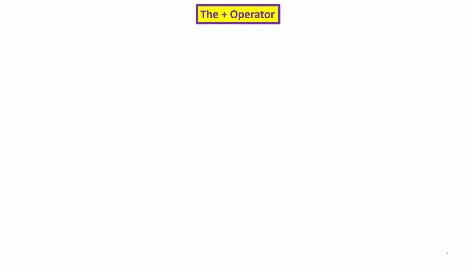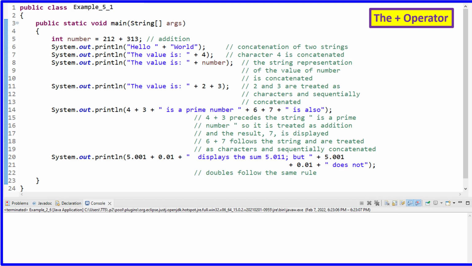And in this lecture, we're going to take a closer look at several distinct uses of the plus operator, many of which have a direct bearing on the topic of actually printing the output of our computations. In example 5.1, we'll examine a variety of ways in which the behavior of the plus operator varies depending on context.